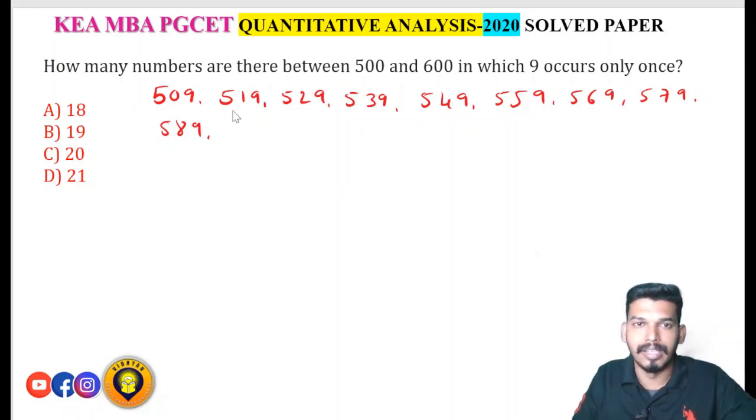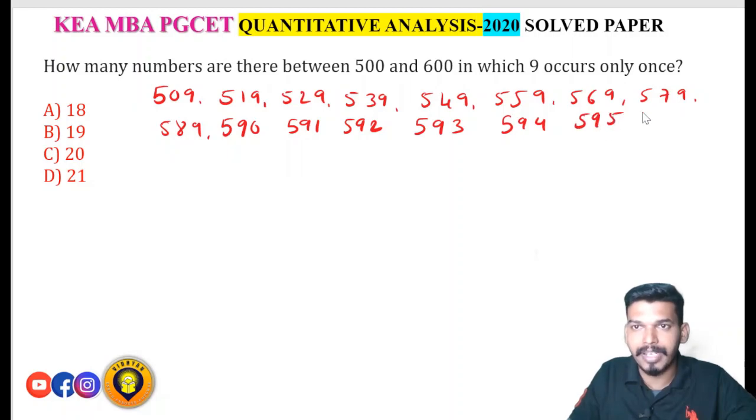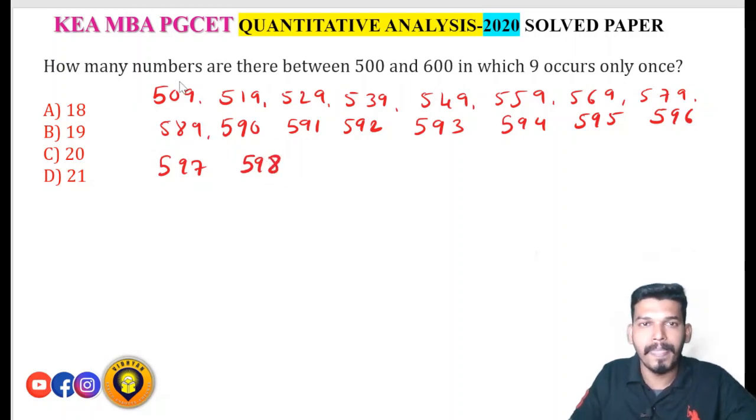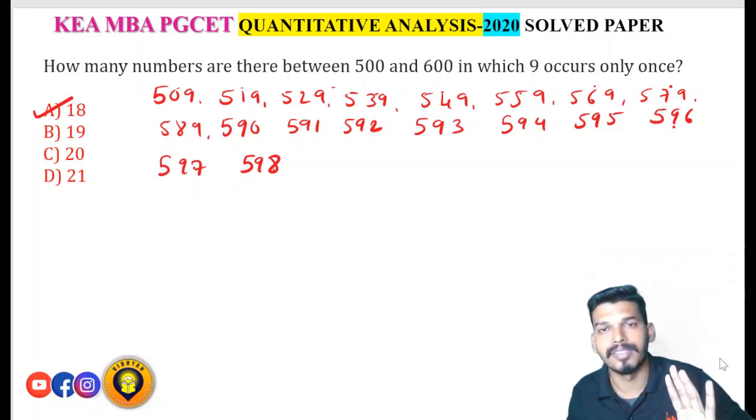509, 519, 529, 539, 559, 569, 579, then 589 happens? No. Right, 590 happens, 591, 592, 593, 594, 595, 596, 597, 598. So in total, 1, 2, 3, 4, 5, 6, 7, 8. 8 plus 8, 16, 17, 18. So there are 18 numbers in which 9 occurs only once.